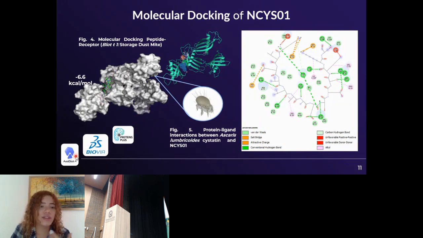The molecular docking was done using AutoDock Vina, and we also wanted to see what type of interactions were going on, and for that we used BIOVIA Discovery Studio. As you can see here in the slide, there's a high number of hydrogen bonds and electrostatic bonds like salt bridges, which suggests that the peptide has a strong recognition activity and it might have an inhibitory activity. Of course, further studies need to be done to confirm this, but this is a good preliminary analysis.